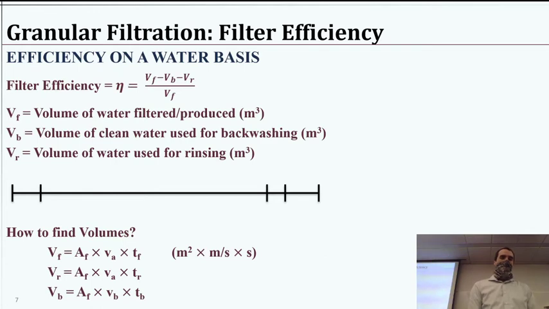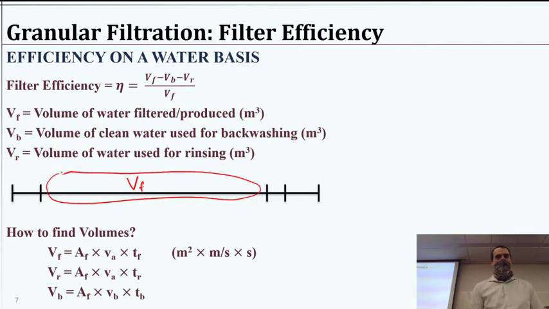And we're going to say this is equal to the volume that we produce during filtration. So VF, uppercase V, subscript F, that's the volume of water filtered or produced. That's happening during this production stage. VF, that's produced in this portion of the cycle, right? So that's where that section's coming from.